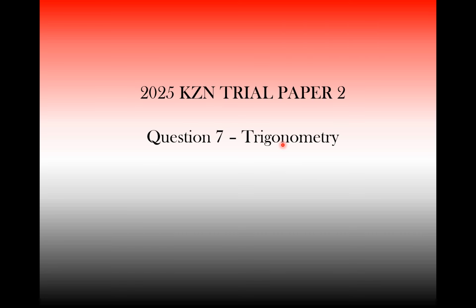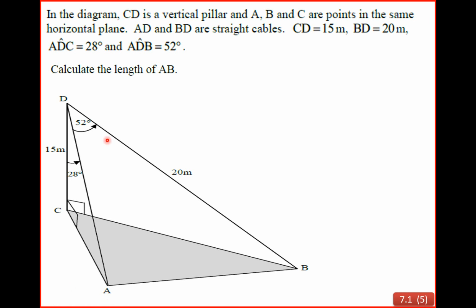Hi, in this video we're going to be looking at the KZN Trial Paper 2 2025, and we're focusing on question 7, which pertains to trigonometry, and that is a 2D and 3D problem section. So let's look at the question at hand.